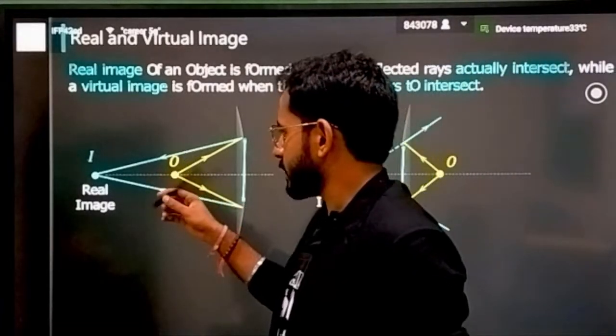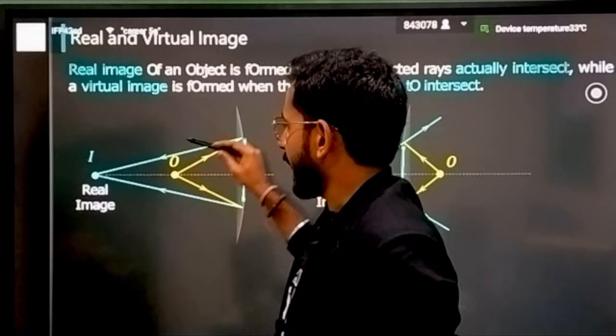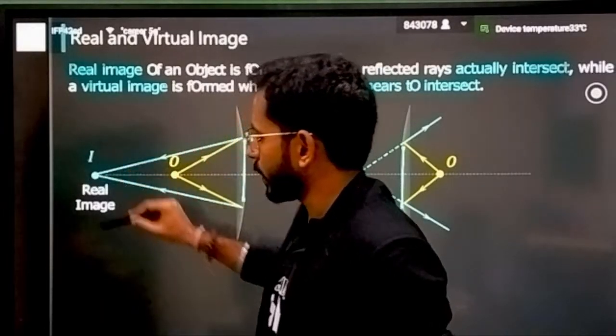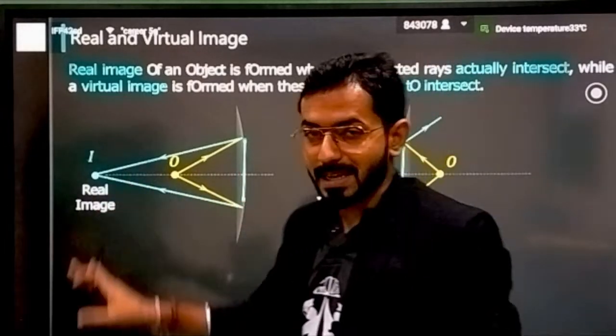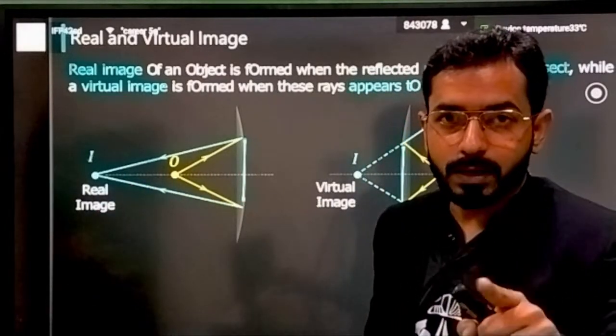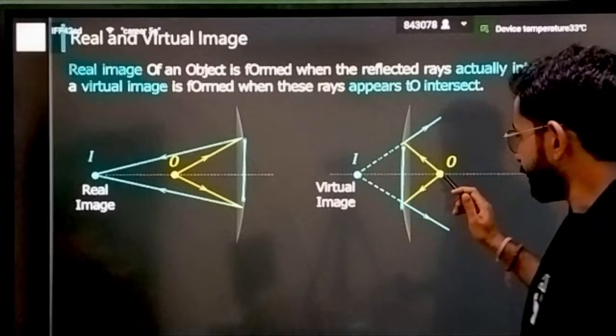If it is a real object, and rays are actually converging at a point, that is a real image, and both are on the same side. That's why it is a real object, real image.